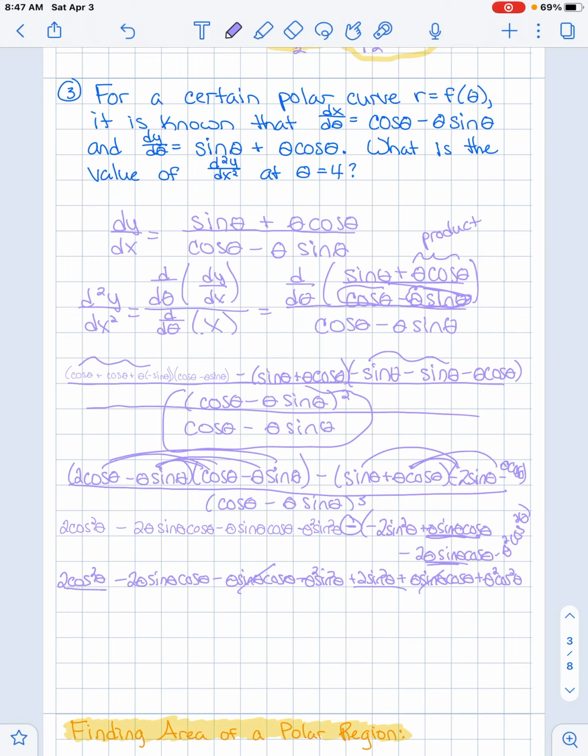I have 2 cosine squared theta plus 2 sine squared theta. So cosine squared plus sine squared is 1. And 2 cosine squared plus 2 sine squared is 2. So this is what I'm left with. I've got 2 minus 2 theta sine theta cosine theta minus theta squared sine squared theta plus theta squared cosine squared theta. Wow. Okay, I'm not so sure it was worth our while to simplify, but it's still a good practice.